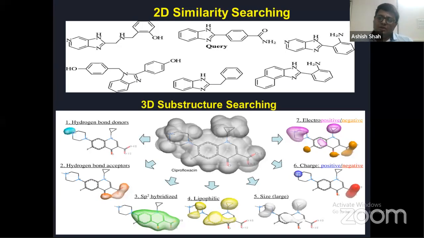So whatever the properties you require, you just select that property and give its value. Say, for an example, I require hydrogen bond donors between 1 to 5. So that gives you results of only the compounds which have hydrogen bond donors in between 1 to 5. So based on 3D similarity, you can go for screening of compounds.